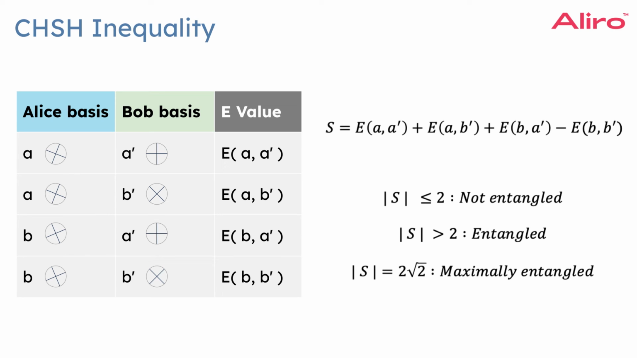Okay, the math really doesn't matter. What is important is what you can conclude from this S value. If the absolute value of S is 2 or less, it means that the photons were not entangled, but only classically correlated. If the absolute value of S is greater than 2, it proves that the photons were in fact quantum entangled. The higher the value of S above 2, the more entangled the photons are. And when S reaches the value of 2 times the square root of 2, the photons are maximally entangled.